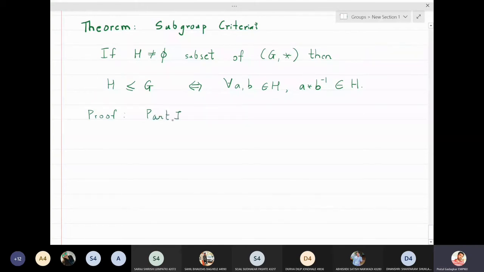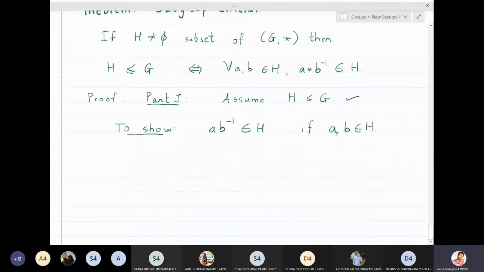In the first part, I will assume that H is a subgroup of G, and I have to show that ab inverse belongs to H if a and b both belong to H. Now how will I prove this? But it is very easy. I have already assumed that H is a subgroup.